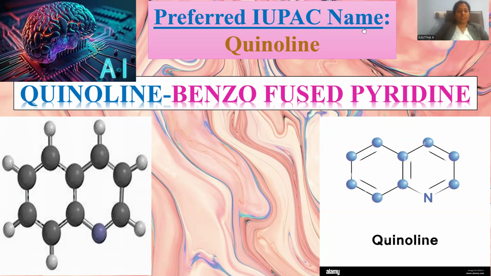Here, the session is going to cover the compound called quinoline. Quinoline is designated as a benzofused pyridine in accordance with the IUPAC nomenclature. The preferred IUPAC name for this is mentioned as quinoline itself. IUPAC stands for International Union of Pure and Applied Chemistry.